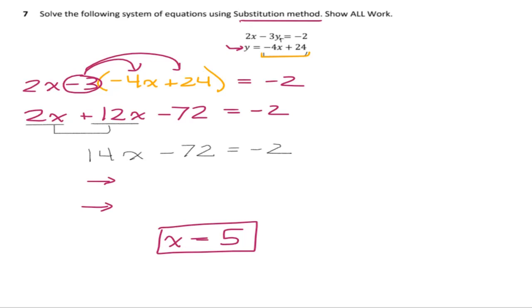And then now that I have x, got to go back into one of my original problems. Let's see, which one do I want to do? Well, it's very easy to see. If I want to figure out what y is, I'm going to use this second equation because it already says y equals. All I have to do is plug my x in. Now, I could use either one. We've talked about this before. We could use either one.